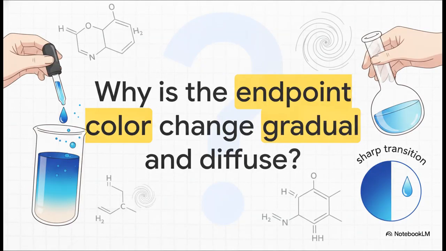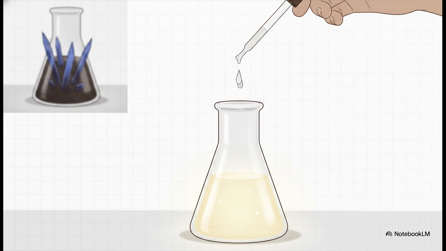Another deeply frustrating issue for chemists is a mushy, diffuse endpoint. Instead of a sharp transition from blue to clear with a single drop, the color just kind of fades gradually, leaving you totally guessing where the true endpoint actually is. This almost always happens because of premature starch addition. If you add the starch indicator too early, while the iodine concentration is still really high, the starch traps the iodine in this highly stable, stubborn complex that dissociates super slowly.